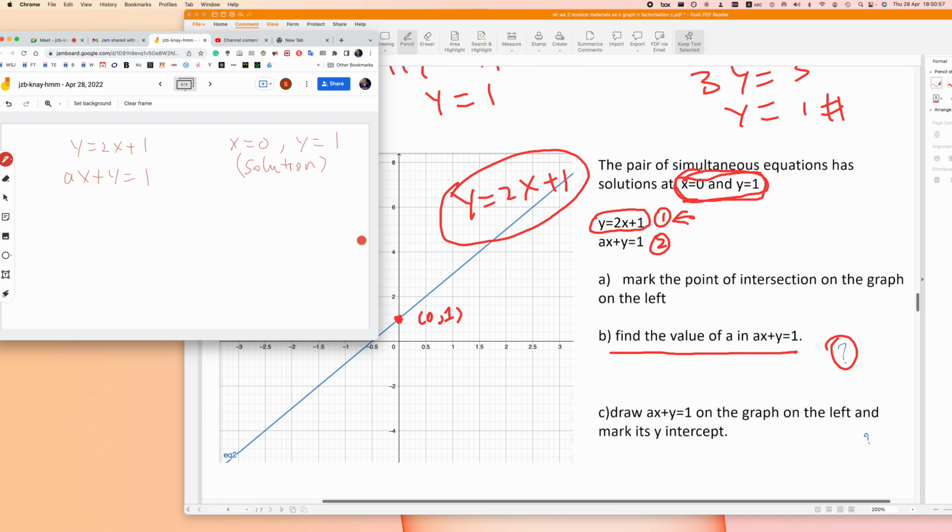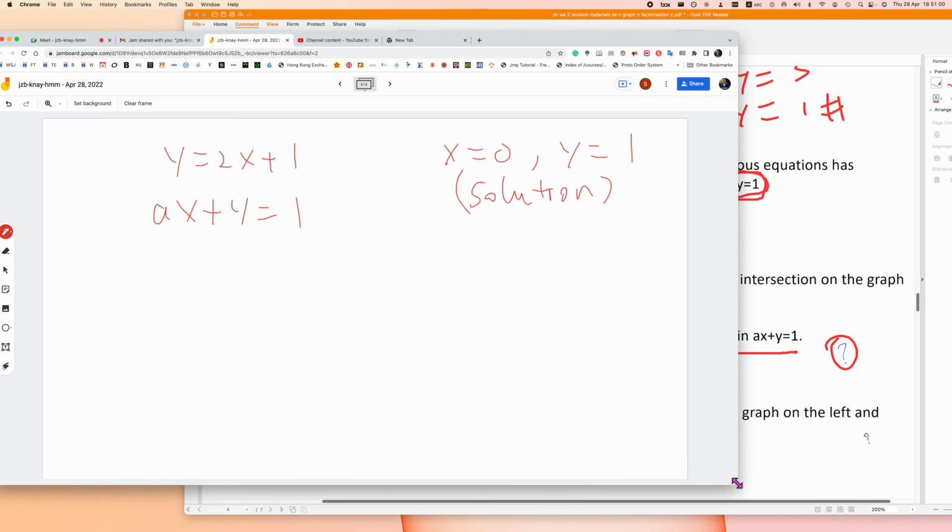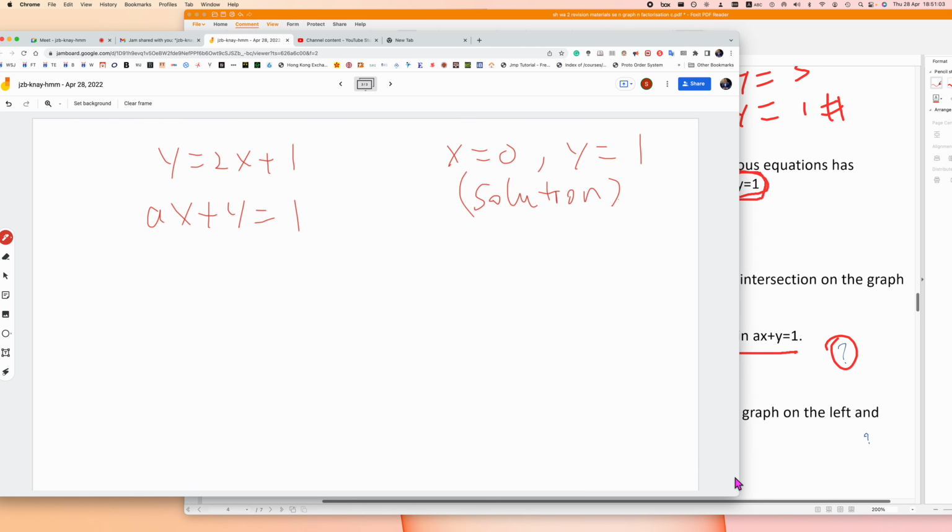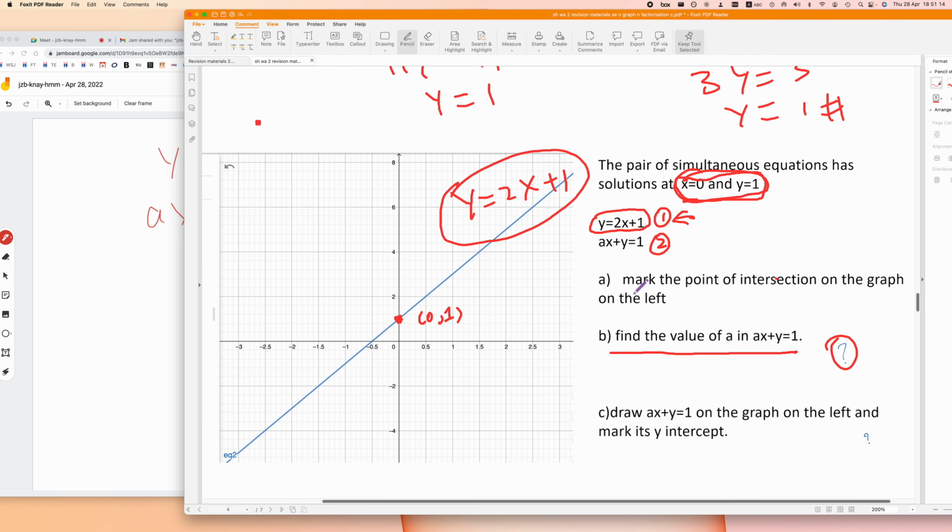Okay, good. Can you see the Jamboard? Yeah. Okay, so this is your equation 1, this is your equation 2, and your job is to figure out your a. So first, mark the point of intersection on the graph on the left. This is the intersection point. Because they say the solution is x equals to 0, y equals to 1, right? So this is the point. So I mark already. So this is the answer for A. Are you clear? Yes or no?